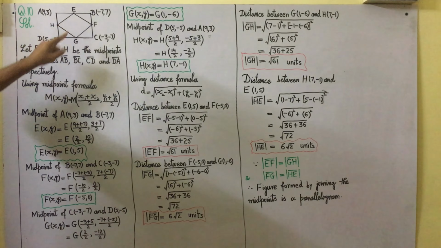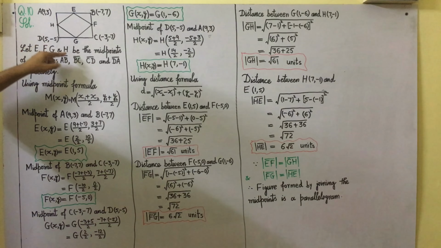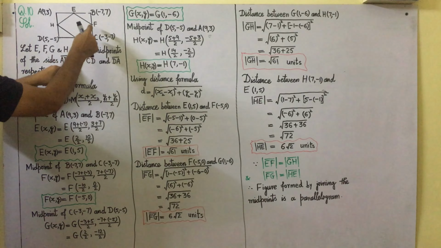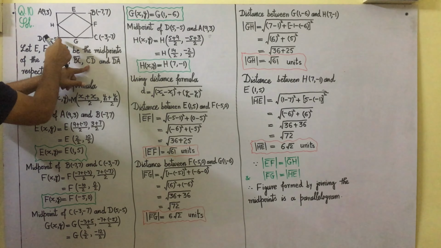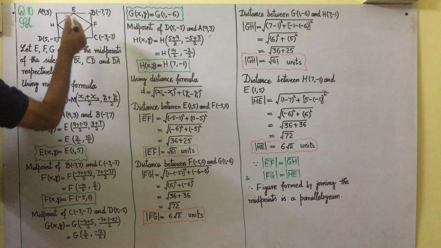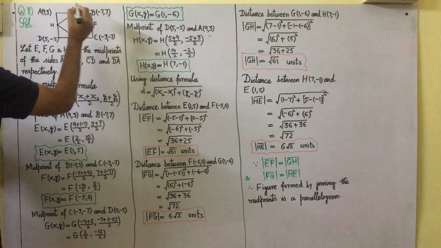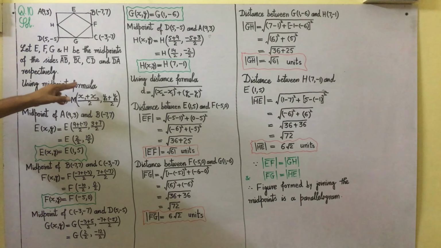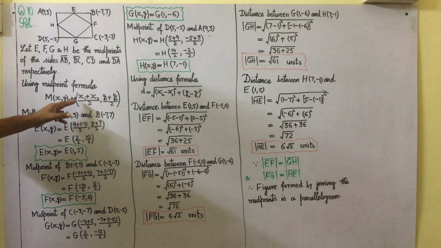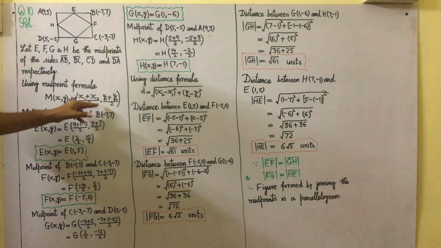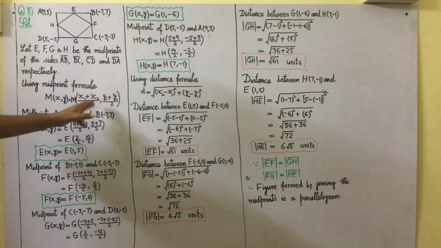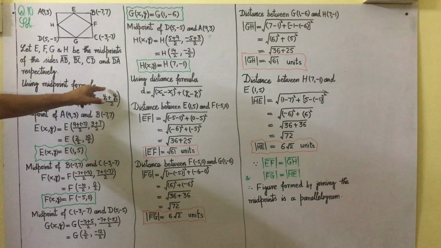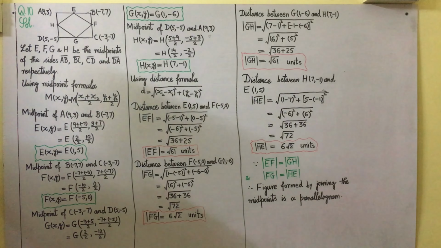Let E, F, G and H be the midpoints of the sides AB, BC, CD and DA respectively. Using the midpoint formula, (x1 plus x2 over 2, y1 plus y2 over 2). This is the midpoint formula to find the x coordinate and y coordinate of the midpoint.